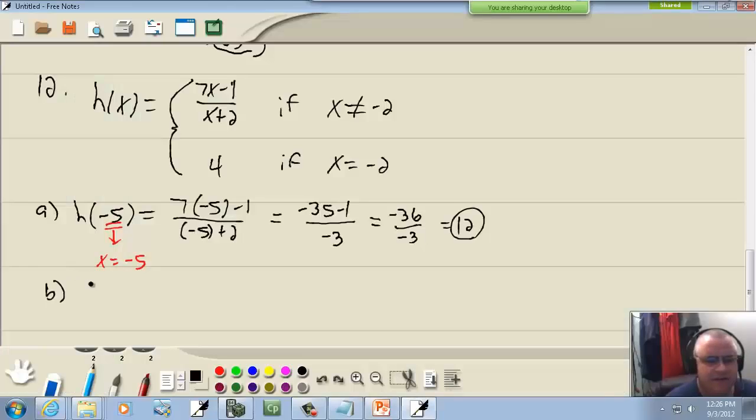Okay, h of negative 2. Now again, whatever's inside your parentheses is going to be your x. So they're basically telling us x is negative 2. So I'm going to come over here and compare it against my conditions. Is negative 2 not equal to negative 2, or is negative 2 equal to negative 2? Well, it's equal to negative 2, so we're going to plug into this piece. This is actually so simple it's hard. There is no x to plug into, so our answer is just 4.